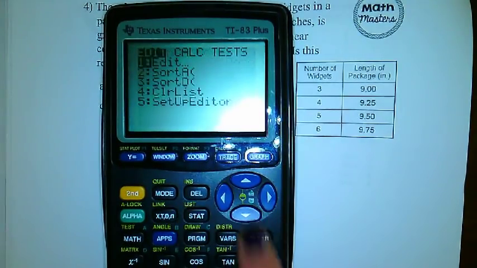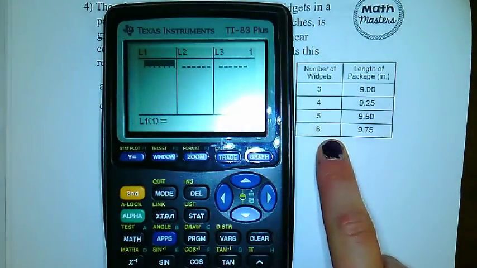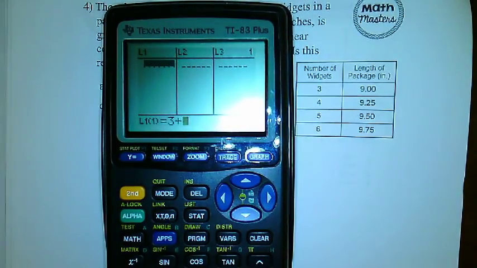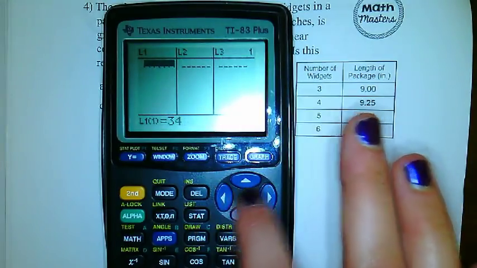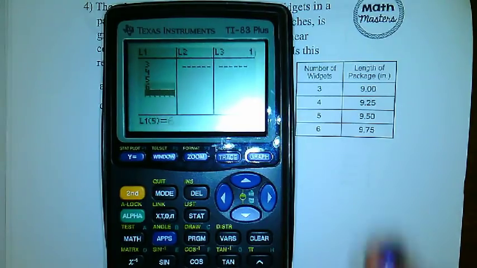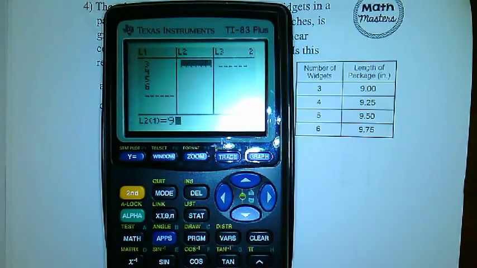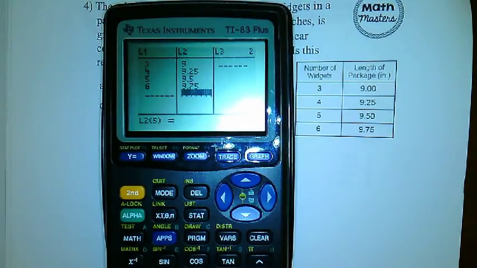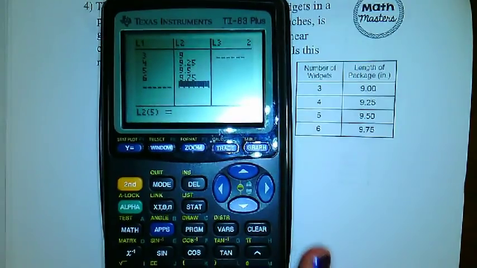Okay, so let's go to Stat, Edit, and we're going to put these into L1 and these into L2. So 3, 4, 5, 6. And just to recap again, after you click one, you press enter and it goes to the next one. 9.25, 9.5, 9.75. Okay, so after you do this, everything else works the same as a linear regression.